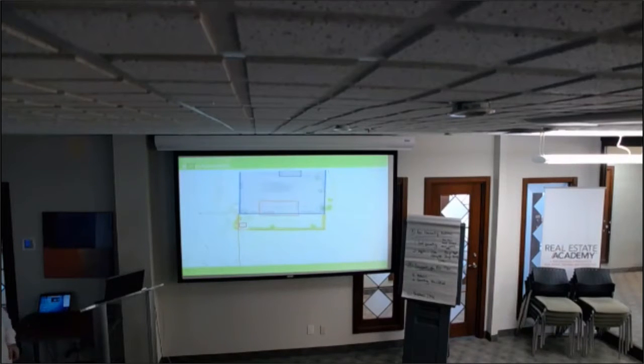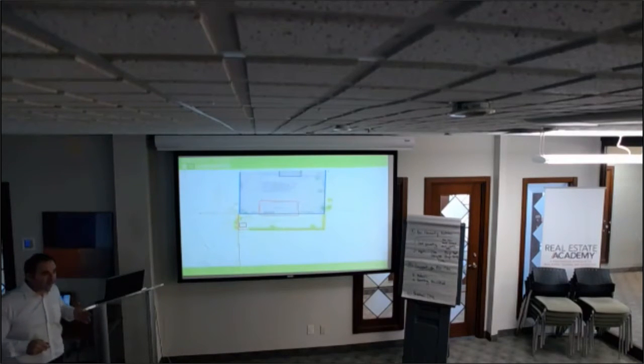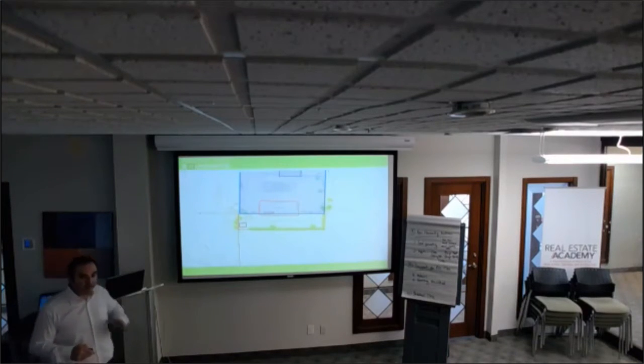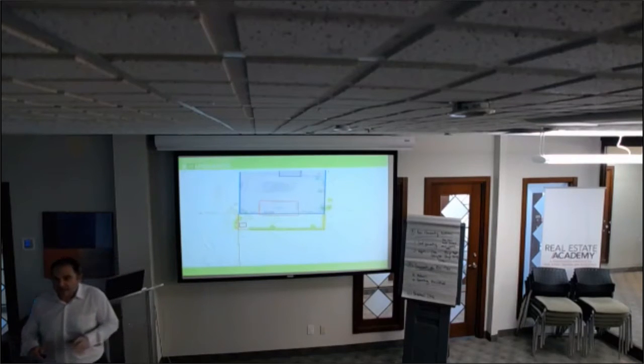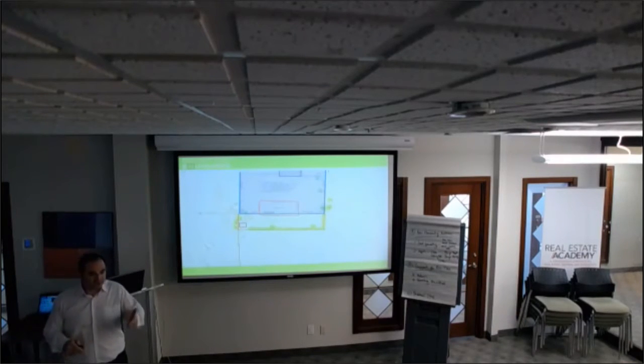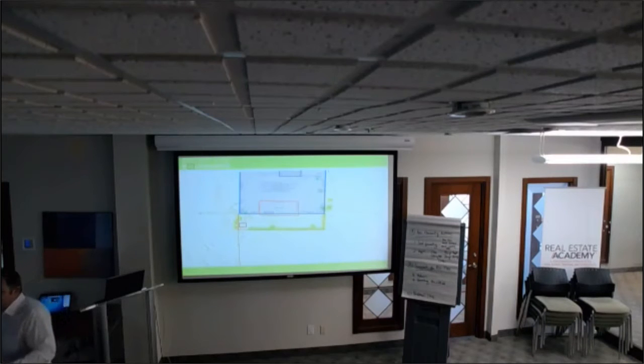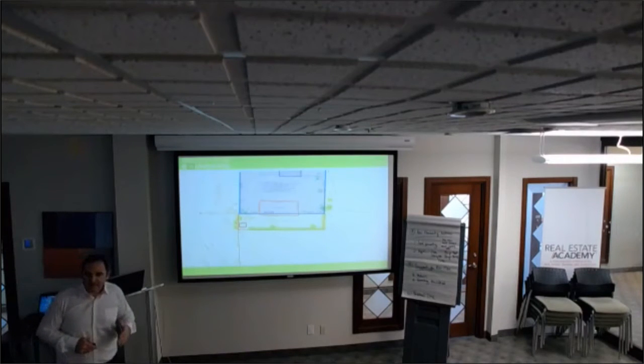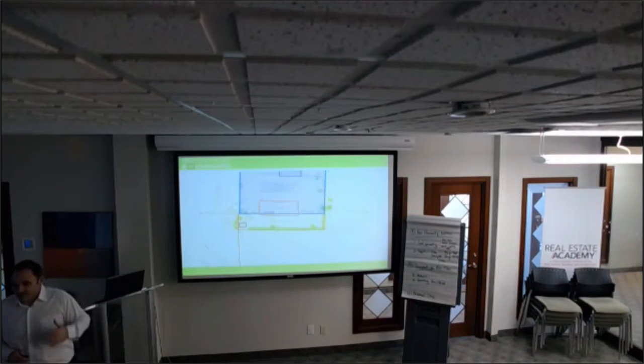And one of the things we're going to learn today is that the thick, dark line is always the boundary. Anything inside that boundary is part of the property, and anything outside that boundary is not. It doesn't matter what the seller tells you. It doesn't matter what the listing agent tells you. It doesn't matter what the lawyer tells you. It doesn't matter what anyone says. If it's not inside that thick, dark line, it is not part of the property.